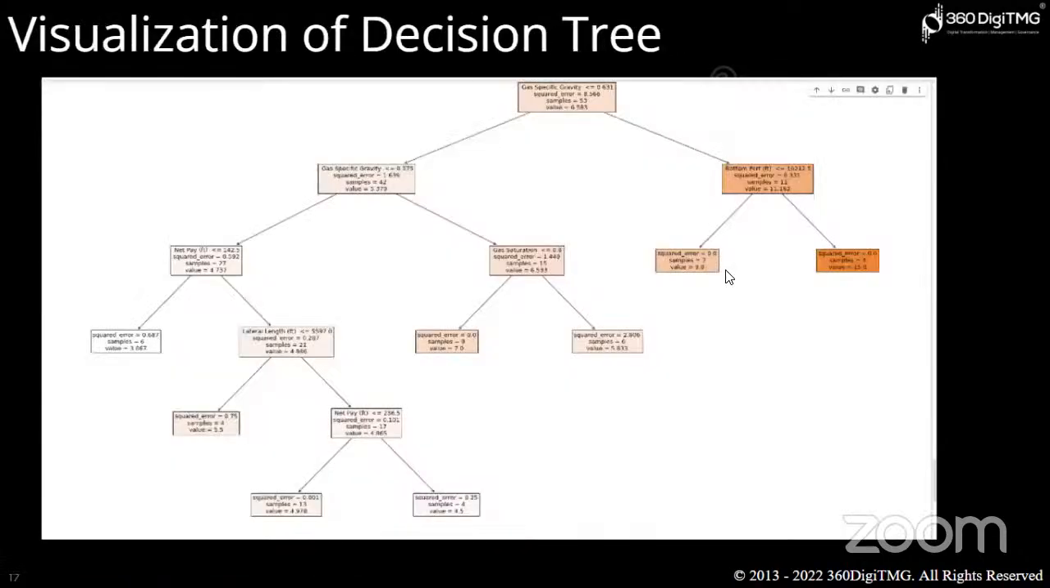So finally, we have the decision tree. We can see the decision tree here. There is a root node based on the different variables I have. Here we have taken gas specific gravity as one attribute. So I can see the information gain value. I have taken the value here, these samples, and the square error, all these values.